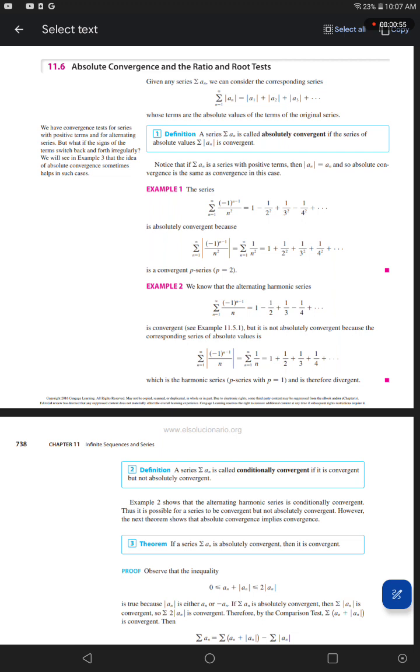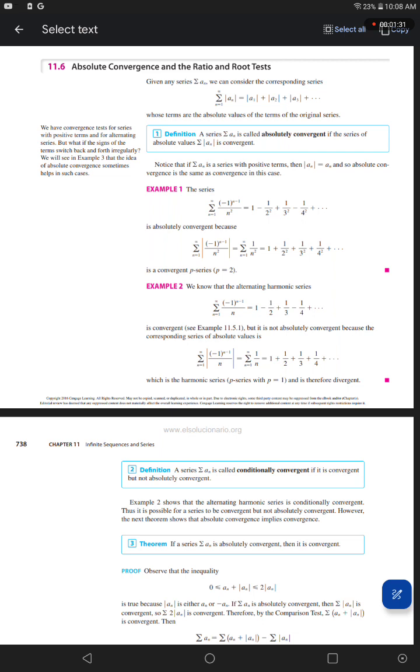Definition 1. A series, the sum of a sub n, is called absolutely convergent if the series of absolute values, the sum of the absolute value of a sub n, is convergent. Again, the definition: a series, the sum of a sub n, is called absolutely convergent if the series of absolute values, the sum of the absolute value of a sub n, is convergent.